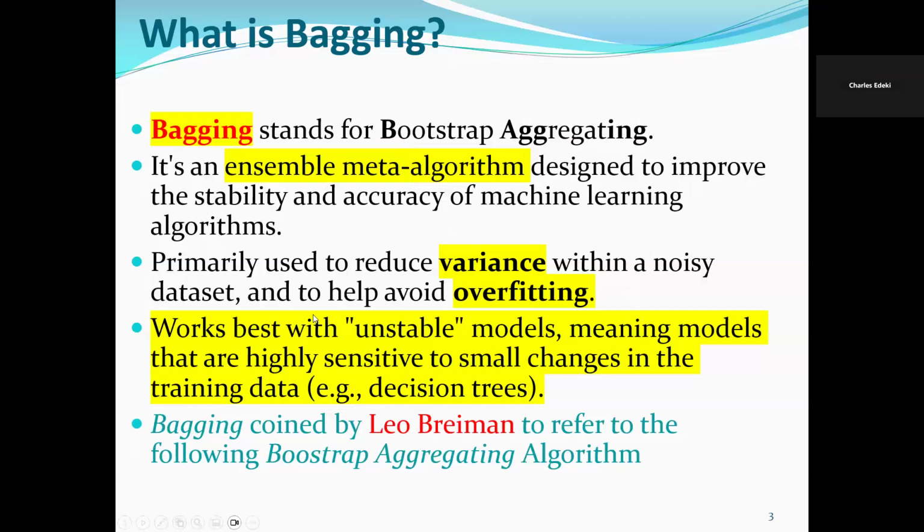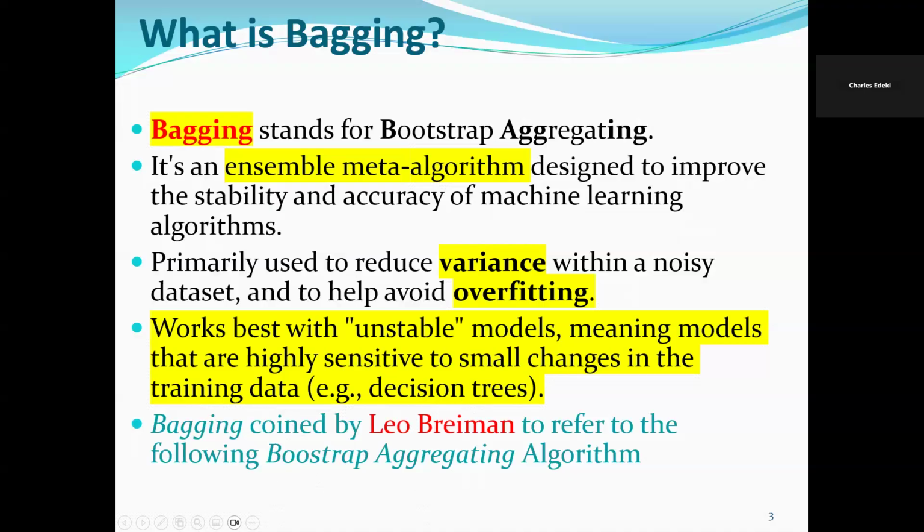As we said earlier, bagging is primarily used to reduce variance within a noisy data set. It also helps us avoid overfitting. And we mentioned it works best with unstable models. Unstable models, I would say, is the concept of high variance, which means if we change a little bit of the training, it will give us a different model altogether. They say it works best for unstable models, meaning models that are highly sensitive to small changes. These small changes may occur in the training data set. A good example would be decision trees.